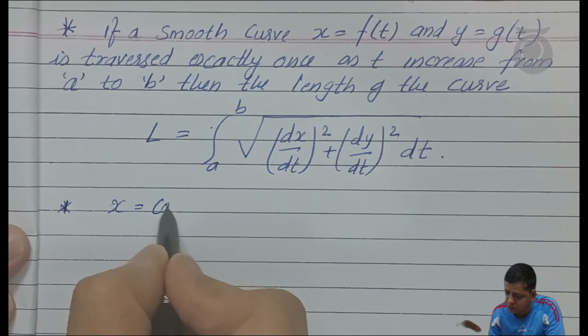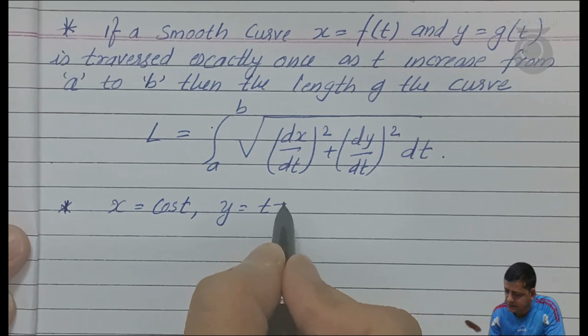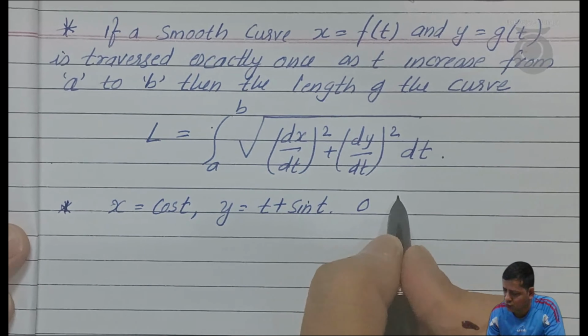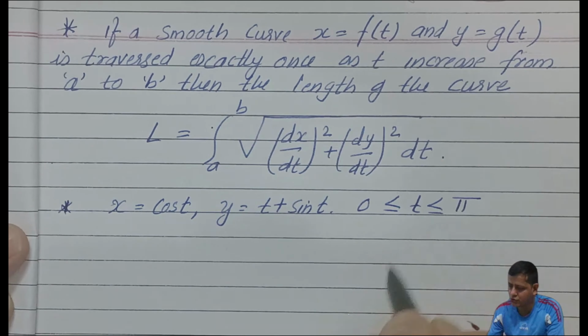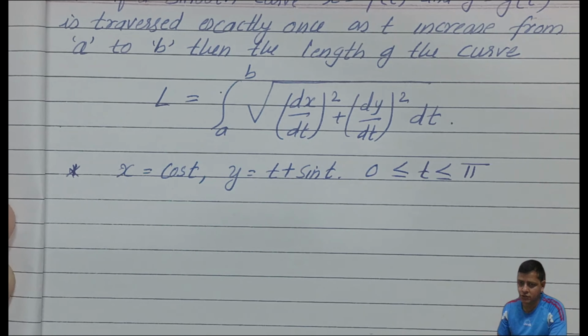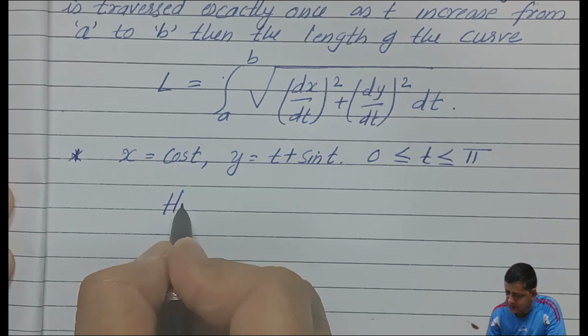Let's see one example which says x is equal to cos t, y is equal to t plus sin t. This is with limit 0 to pi. So this is the question. So now let's solve this question by using the above formula. It's very easy. So here let's write the question in the form of an answer.